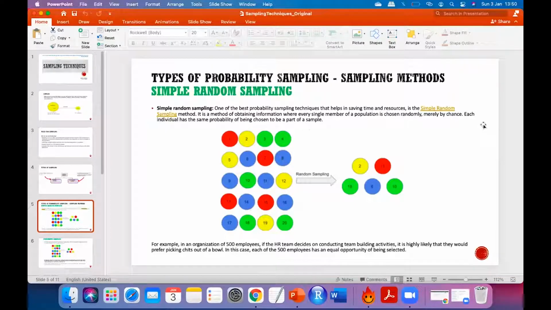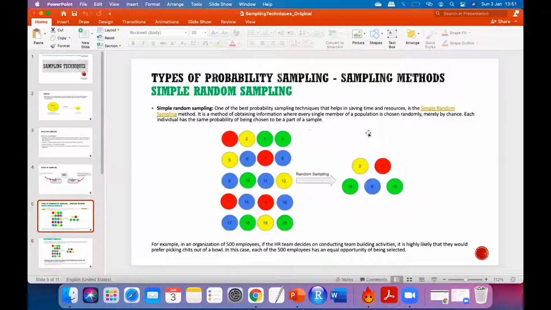Now just assume that out of these 20 balls, I have to draw 5 balls. I don't know the color of the ball or anything. I just have to put my hand in a box and draw balls. Now just assume every ball has an equal opportunity to come out. That means probability is involved. What is the probability? It is 1 by 20 for each ball.